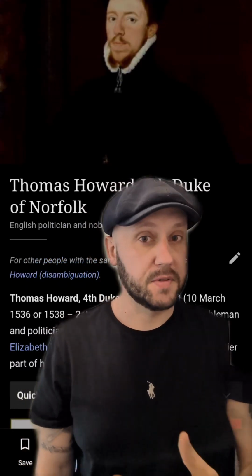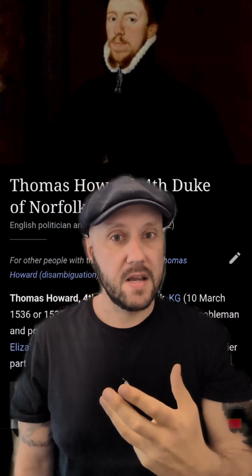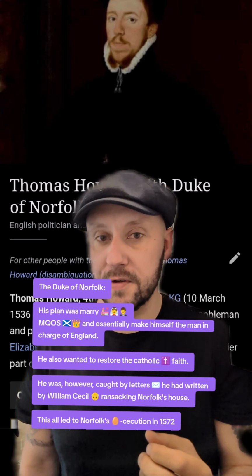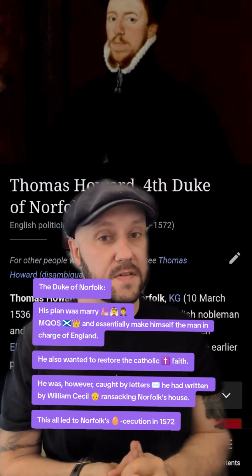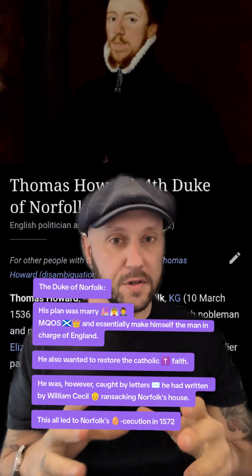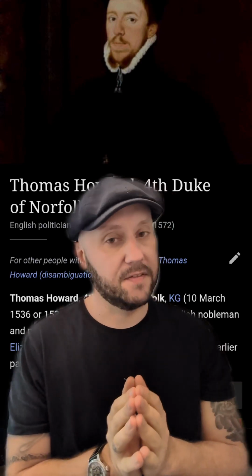So a key part of the plot was that the Duke of Norfolk, Thomas Howard, would marry Mary Queen of Scots and kind of become a de facto ruler of the UK. A king of England, a Catholic king of England. He was actually Elizabeth's cousin. His involvement in the plot was uncovered by William Cecil, and he was executed in 1572.